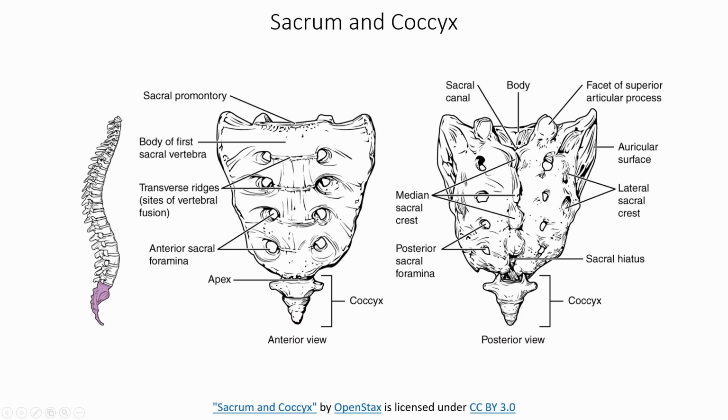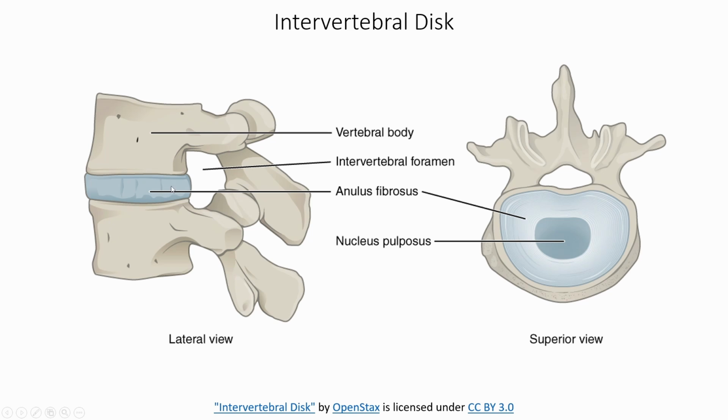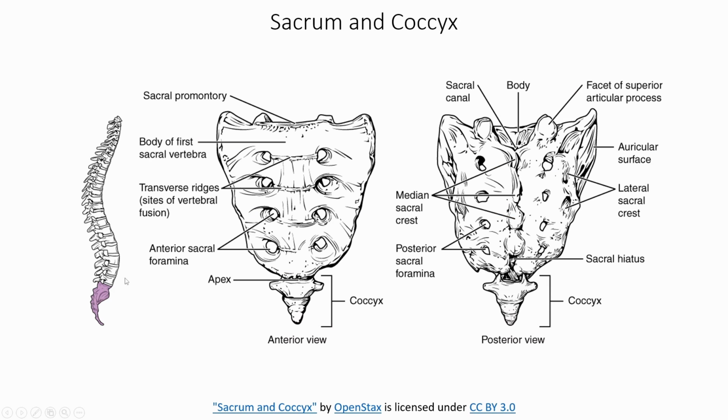We have the auricular surface. We also have the facet for the superior articular process, so we can connect with those lumbar vertebra. Down at the bottom, we have the coccyx, which connects at the apex, which is like a point. So the coccyx connects to the sacrum's apex. It's about 3 to 5 little bones that have fused together. This is also known as the tailbone.